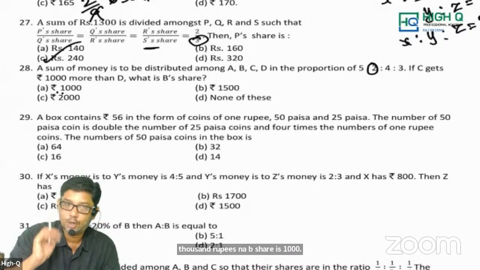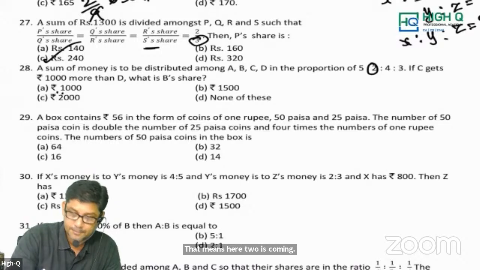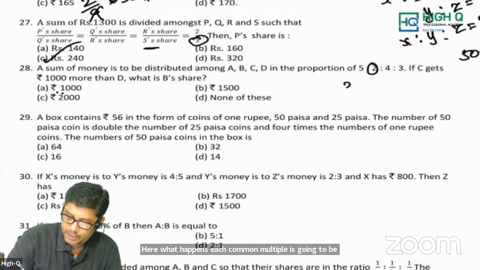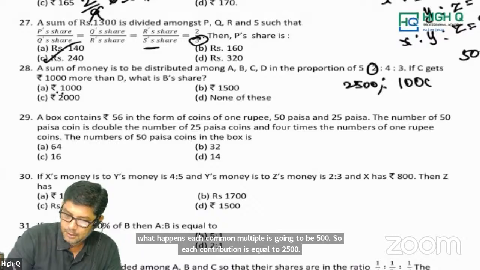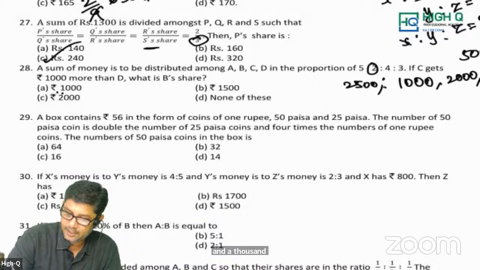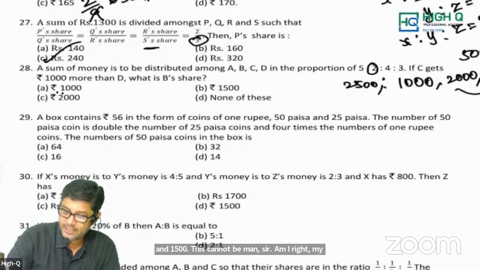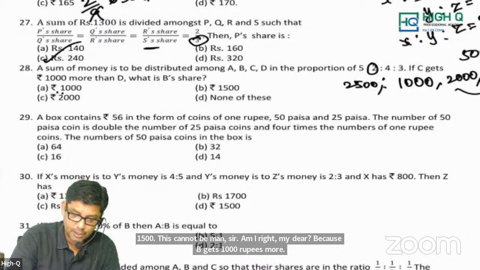B share is 1000. Here each common multiple is going to be 500. So each contribution is equal to 2500 and 1000 and 2000 and 1500. This cannot be my answer, am I right, my dear? Because C gets 1000 rupees more than D, but in this case, how much are we getting? Only 500 rupees more.